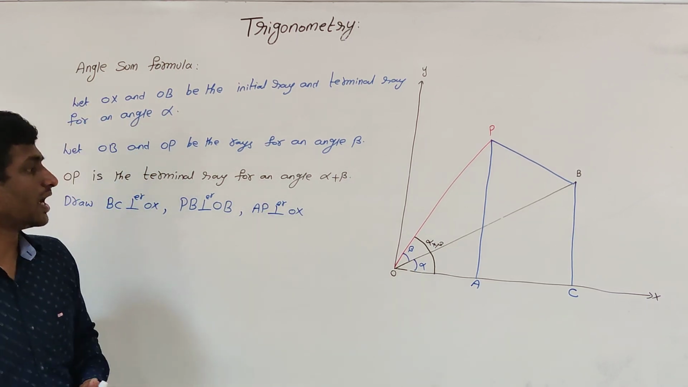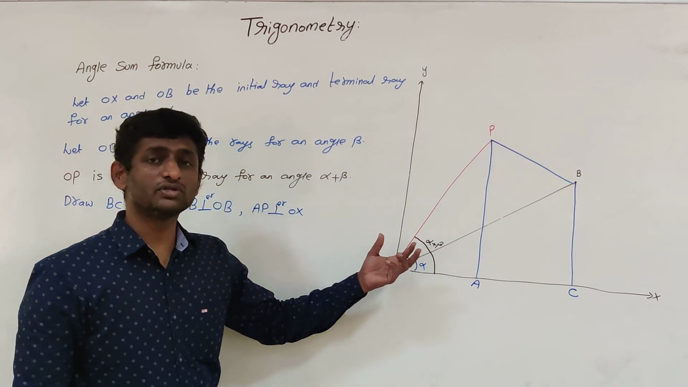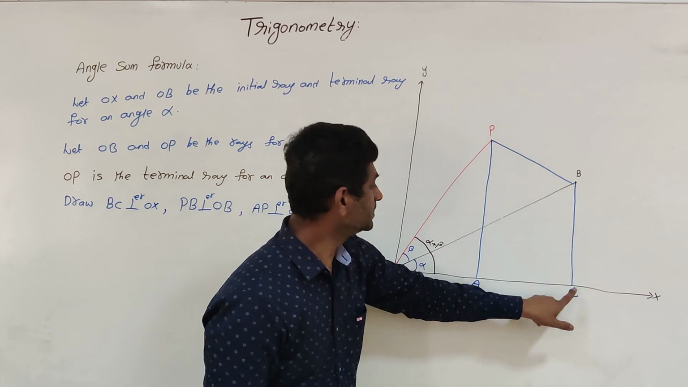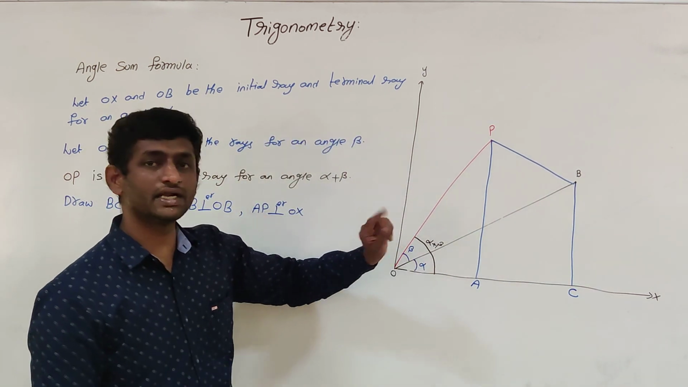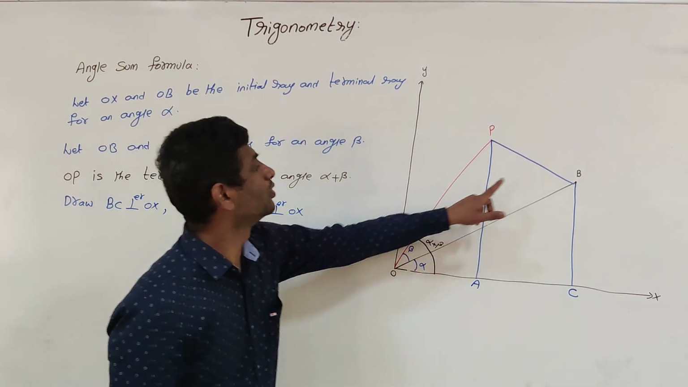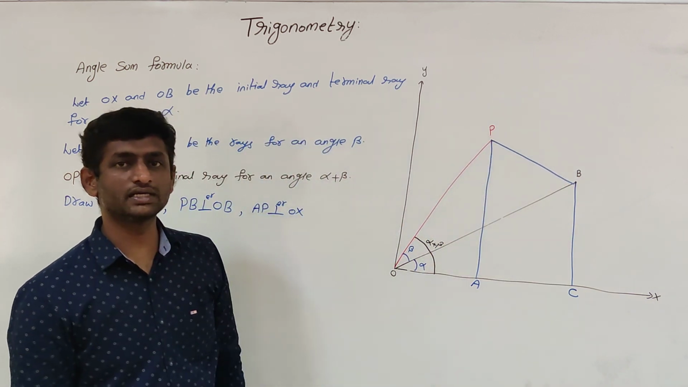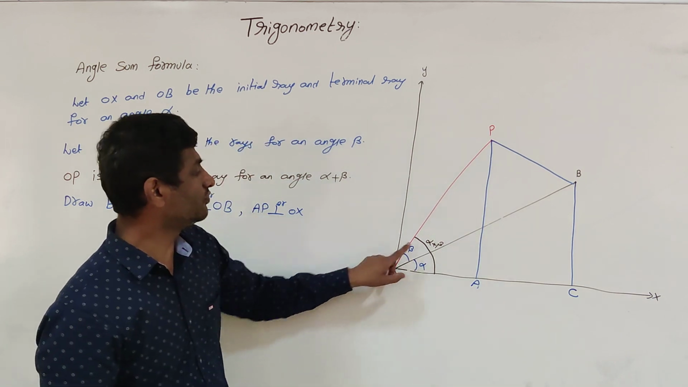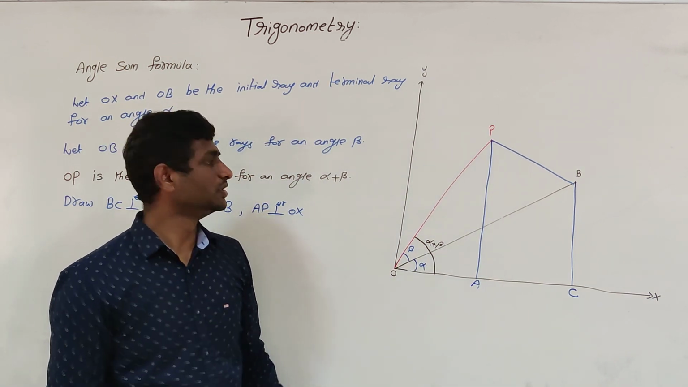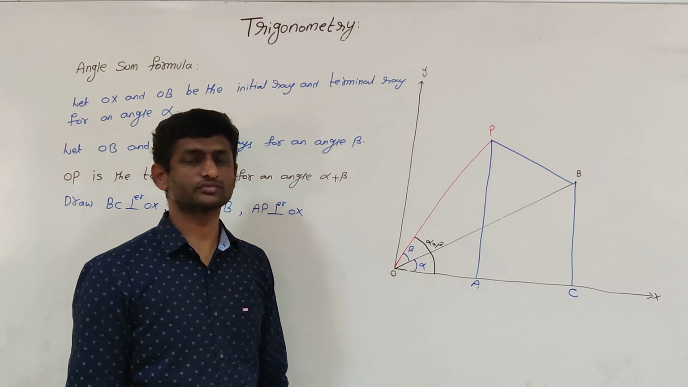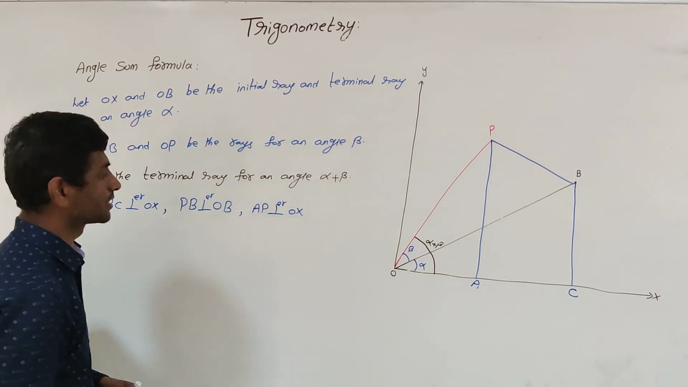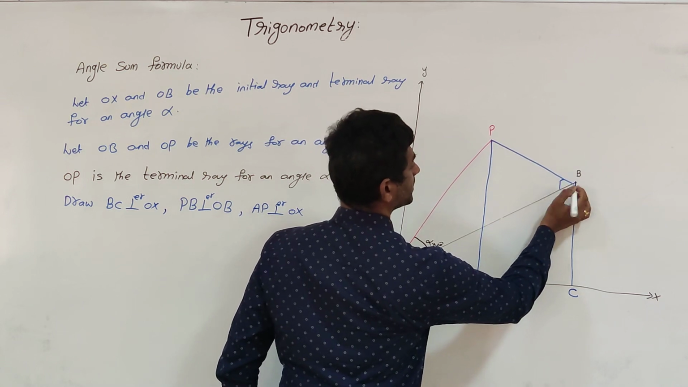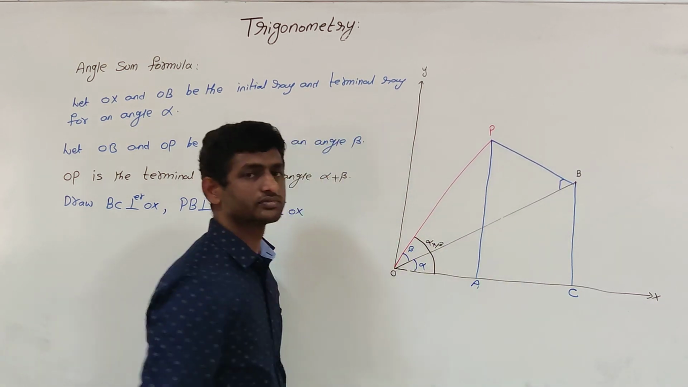With this, as there are three angles, we can have three right angle triangles. For alpha, BCO is one right angle triangle. OBP is one right angle triangle, and another right angle triangle is PAO for alpha plus beta. So there are three right angle triangles. The total angle will be 90 degrees because it is a perpendicular line.